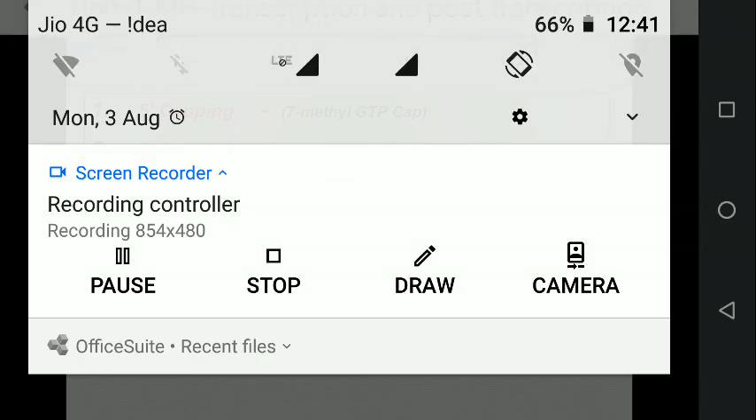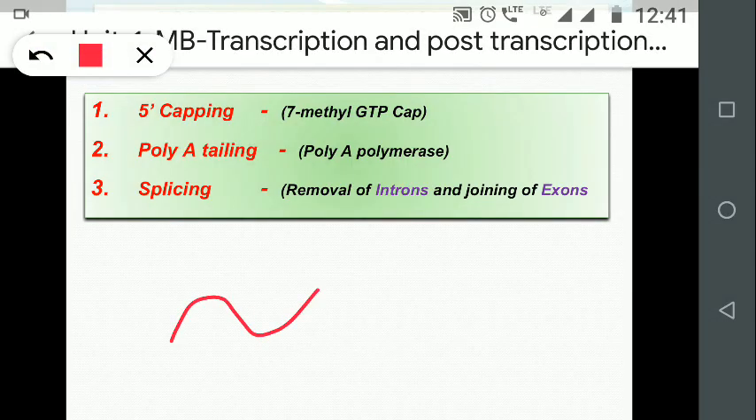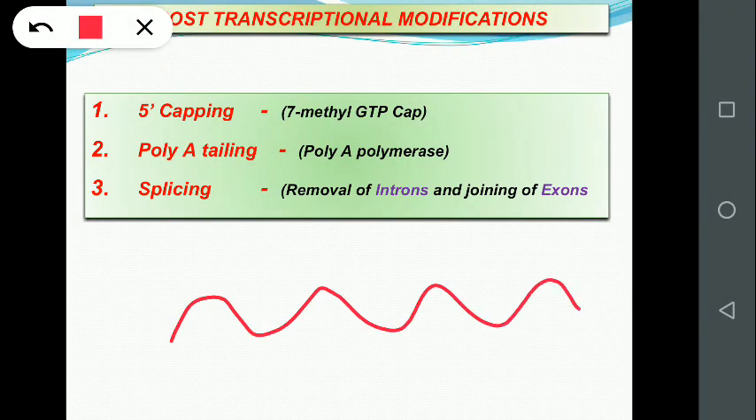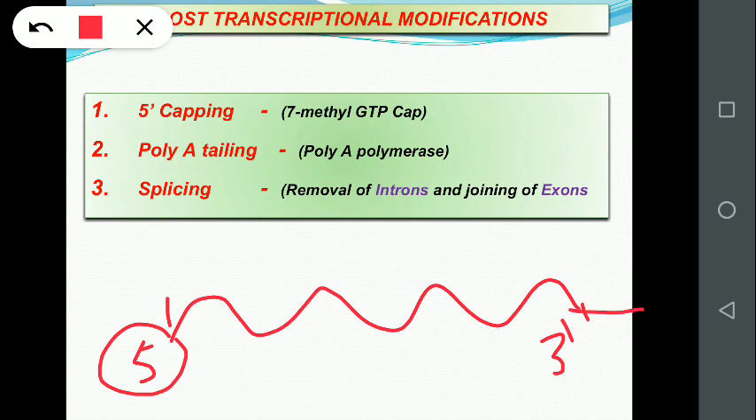Suppose this is the mRNA, or precisely the primary transcript. The primary transcript has a 5' and a 3' end. The first one is 5' capping, which means a cap will be formed at the 5' region. Then poly A tailing: a sequence of several A's will be formed at the tail region.